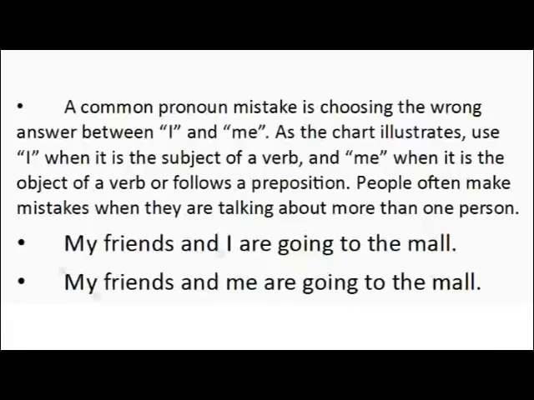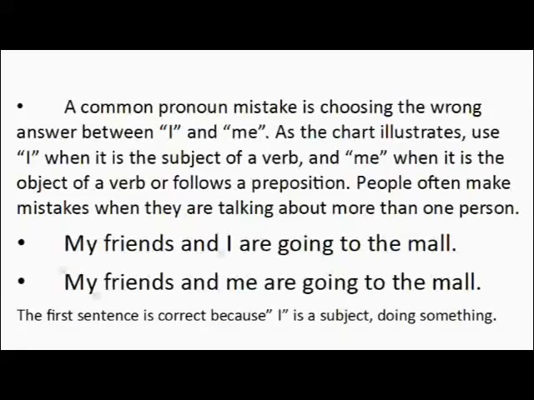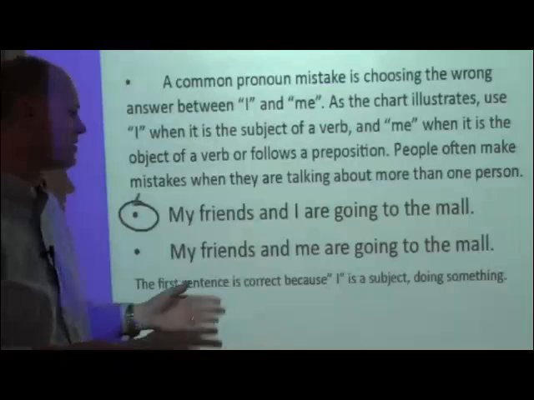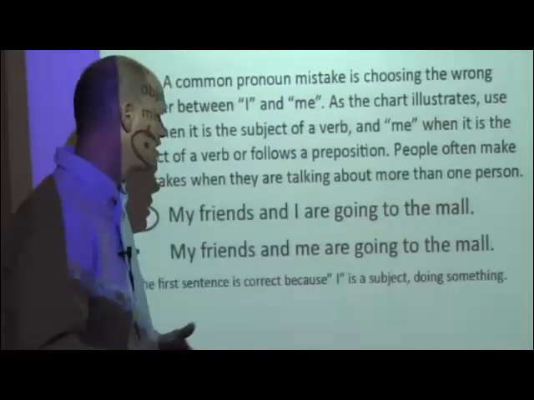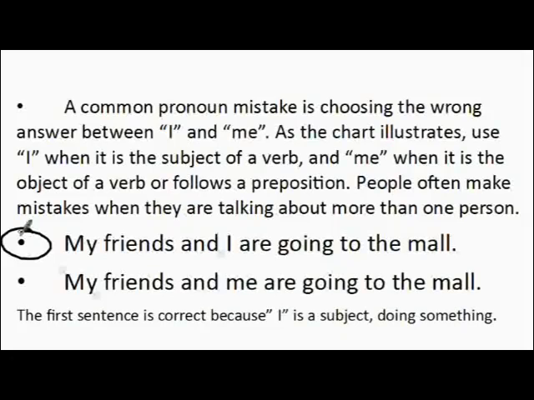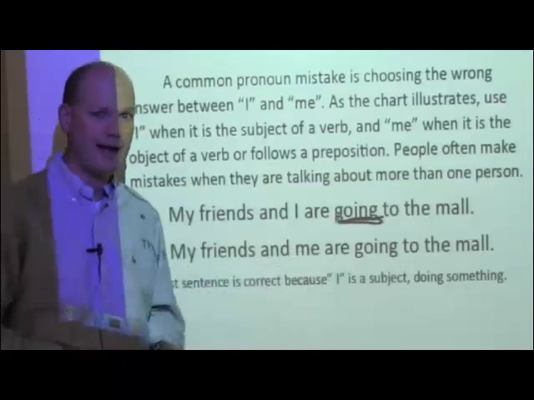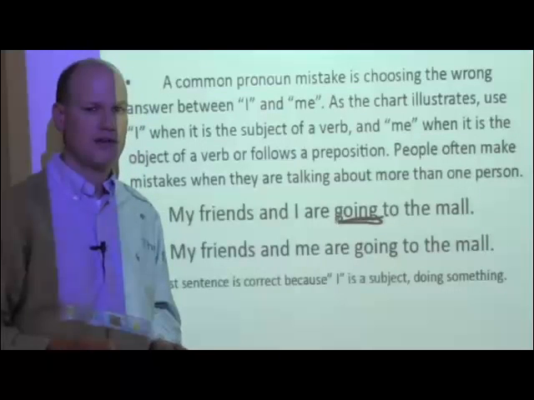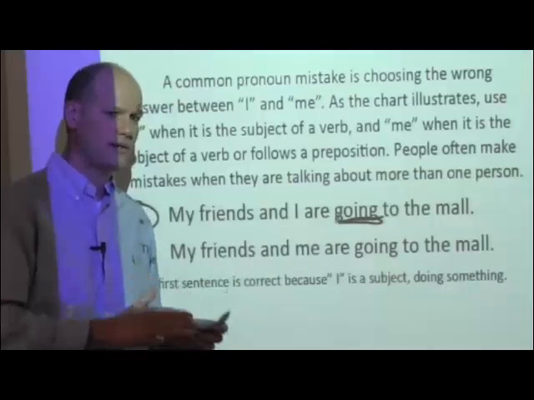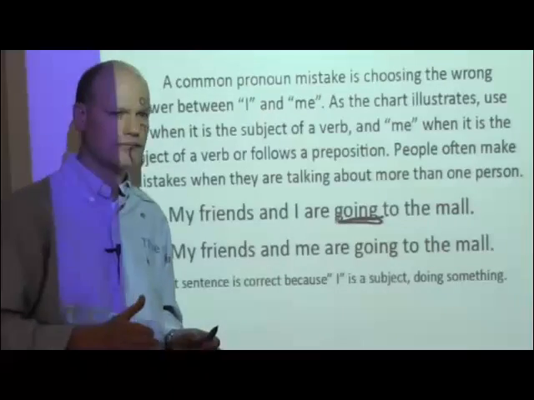Here's an example that might sound okay, but as you see, it's incorrect. My friends and I are going to the mall. Or should it be, my friends and me are going to the mall? Now, for this one, the first one is correct because I is the subject that's doing something. You're going to the mall. So you have that verb going, so then it has to be I. However, in everyday conversation, you may very well be comfortable with my friends and me, but that's incorrect when you have a verb after it. So ask yourself, is there an action? If so, if I'm doing that action, I've got to use I.